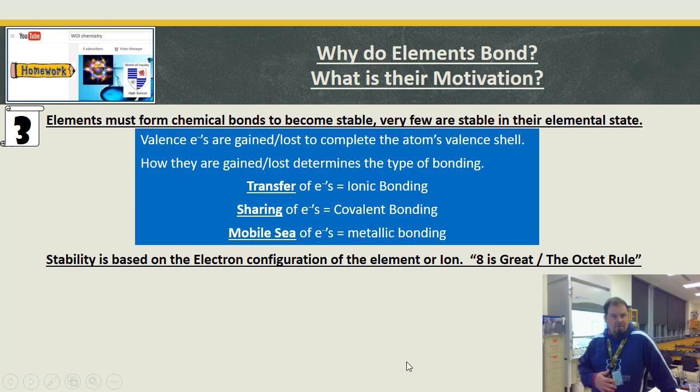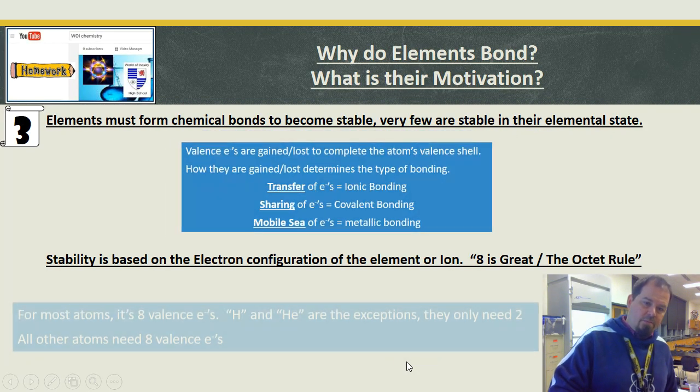Valence electrons are either gained or lost to complete an atom's outer shell. Okay, they all want 8, and we're going to find that out in a second. How they gain or lose electrons determines what kind of bonding it is. So transfer of electrons is ionic bonding, sharing of electrons is covalent bonding, and a mobile sea of electrons is metallic bonding. Okay, we're going to need to know all 3 of those terms.